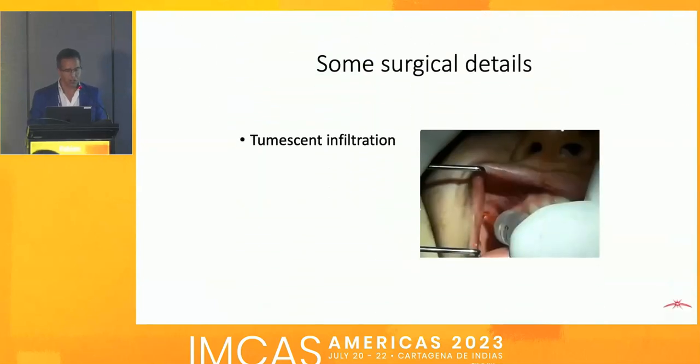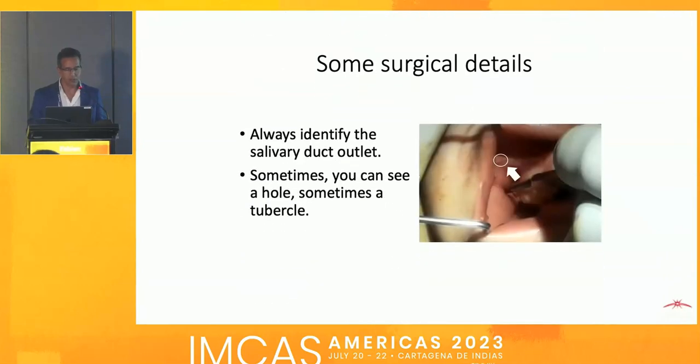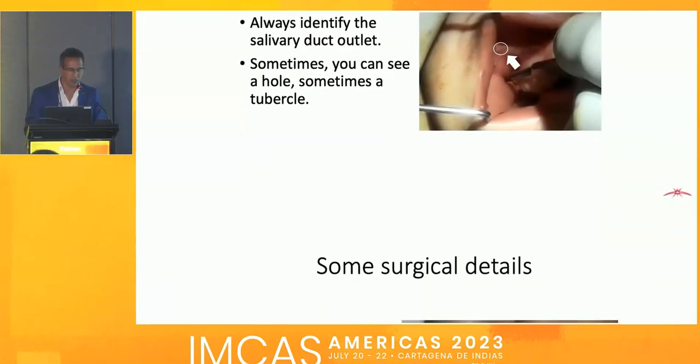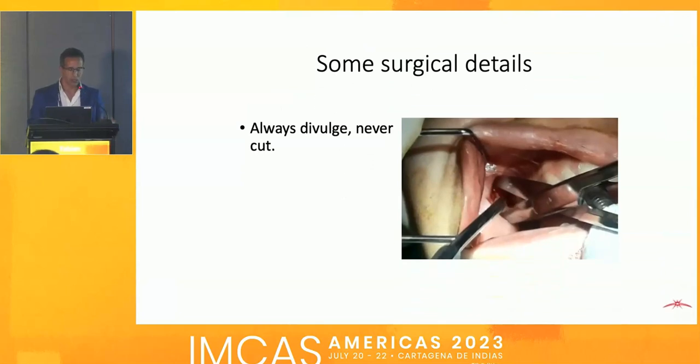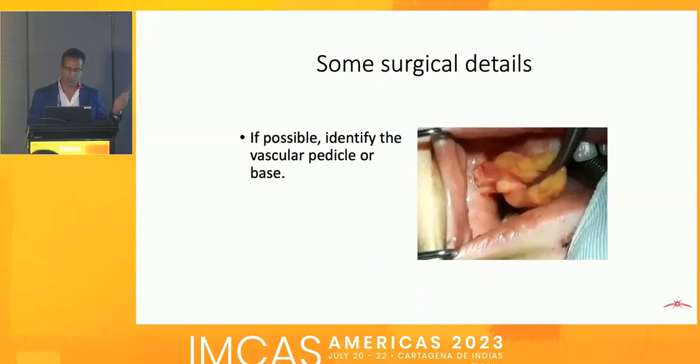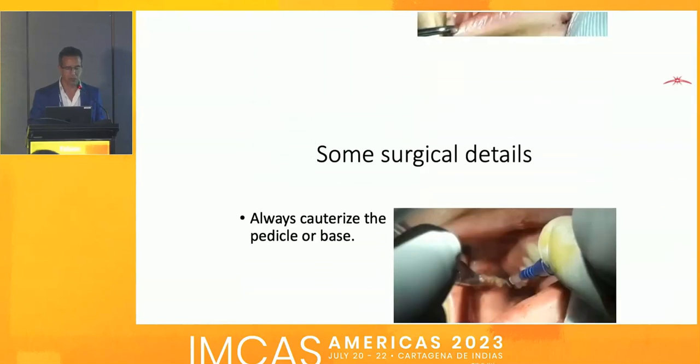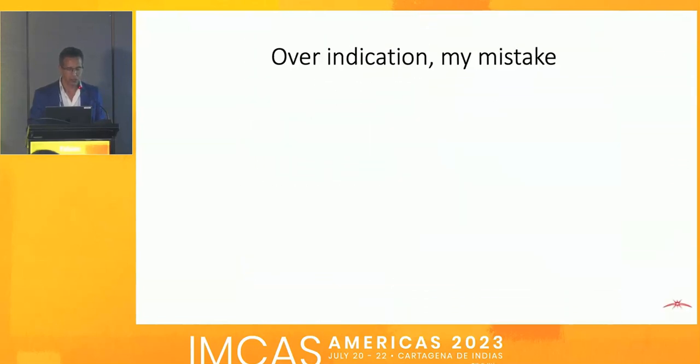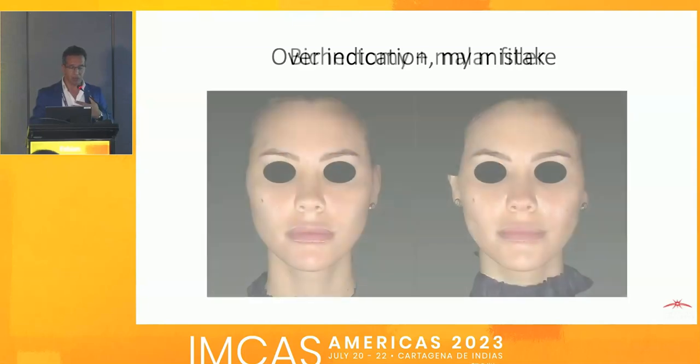I can finish. Two more indications that I said. Always try to identify the salivary duct. Always avulsion, never cut. Continue with avulsion. Try to find the pedicles. Sometimes it's easy, sometimes it's not so easy. But try to find it and make a good cauterization of that. Here is the cauterization.